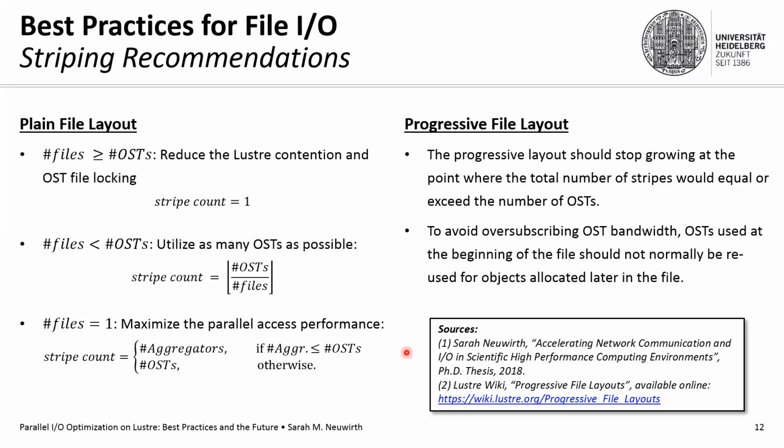For progressive file layouts, it's a bit more difficult to make such specific recommendations, as there has not been much research done in that particular area. But there are two main recommendations that can be followed. One is that your file layout should stop growing at the point where the total number of stripes equals or exceeds the number of storage targets available in your system. Closely tied with this is to avoid oversubscribing storage target bandwidth. Basically, your progressive file should not reuse storage targets that have been used at the beginning of the file.